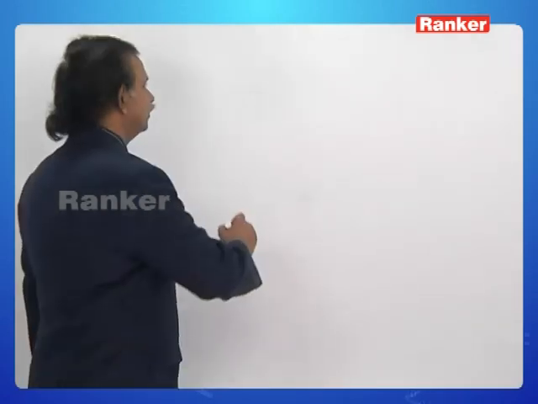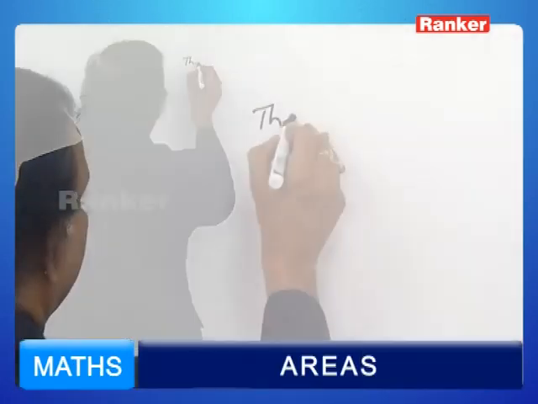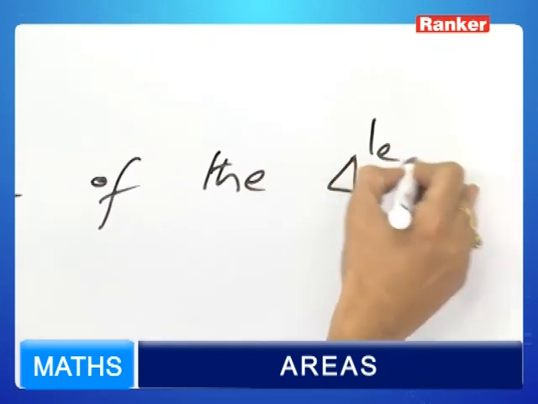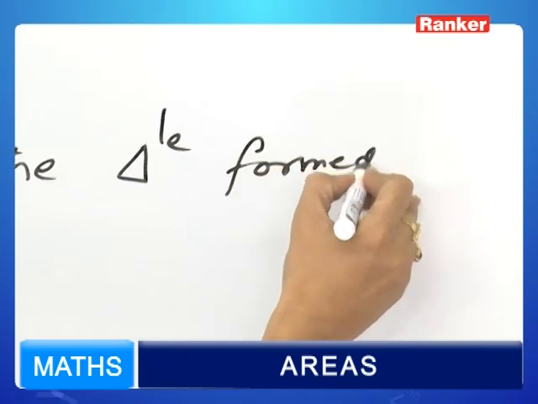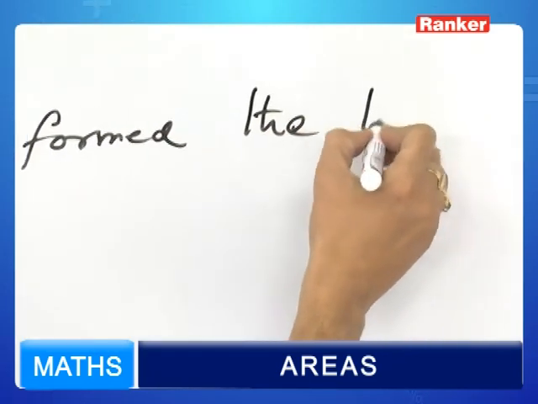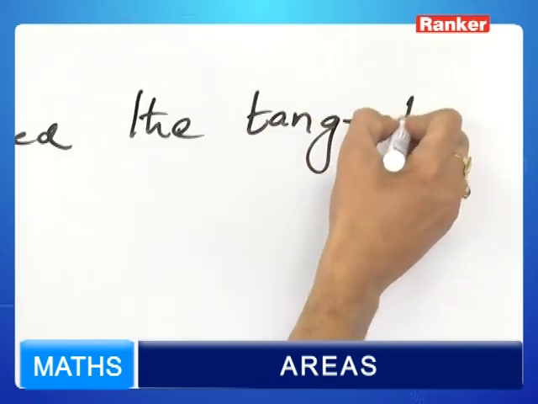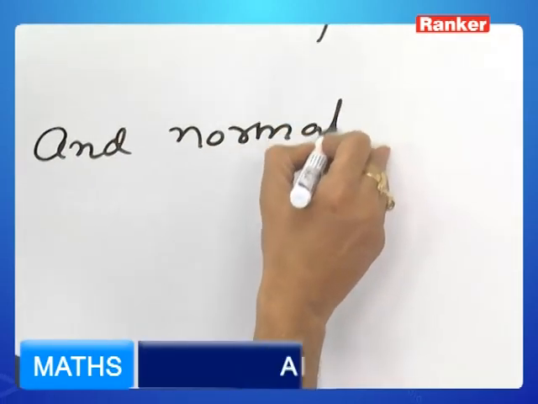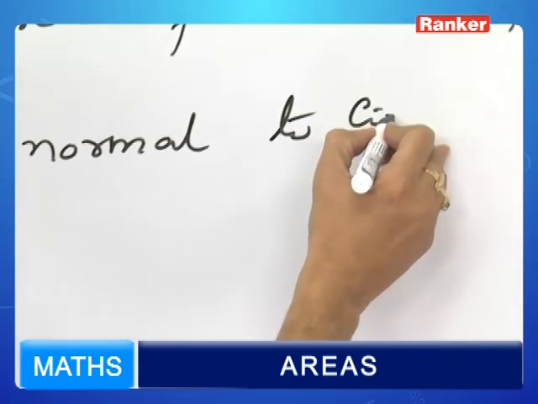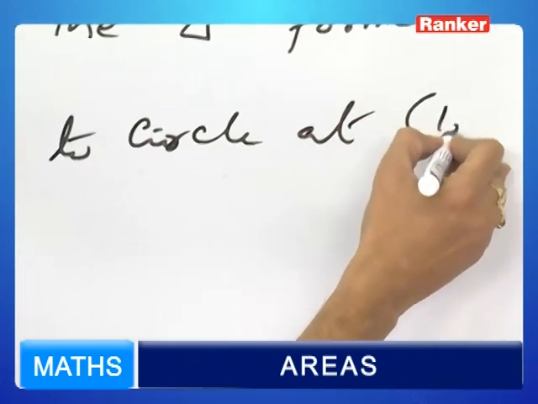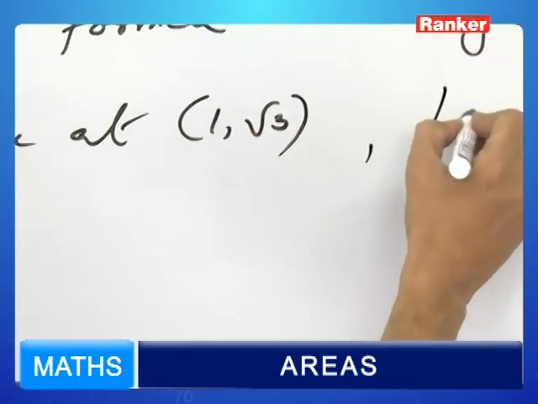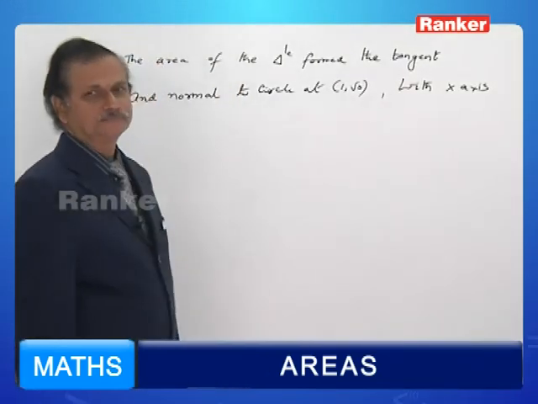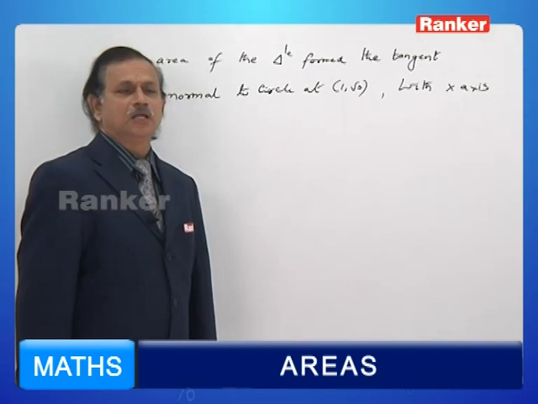There is a question, that is, the area of the triangle formed by the tangent and normal to the circle at (1, root 3) with the x-axis. This is the problem. So we have to understand the nature of the circle.